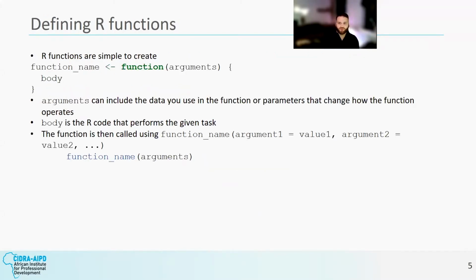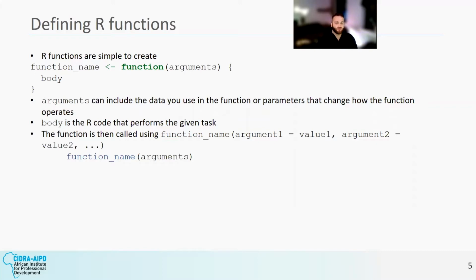In R, if you want to define a function, the syntax is pretty simple. I have an example here. So the main keyword here is, of course, function. To the left of the assignment arrow goes the function name. In this example, it's just function name. And then really the two concepts that change how a function actually works are the arguments and the body.